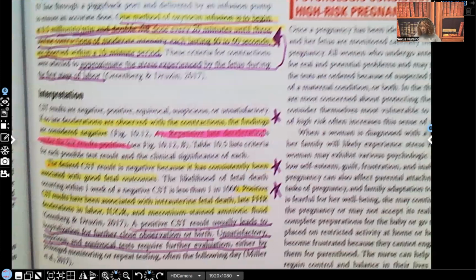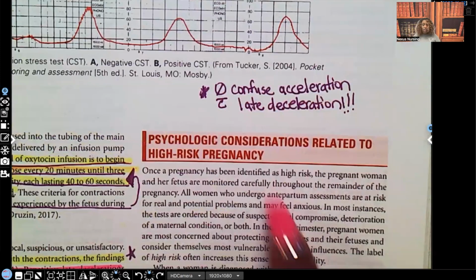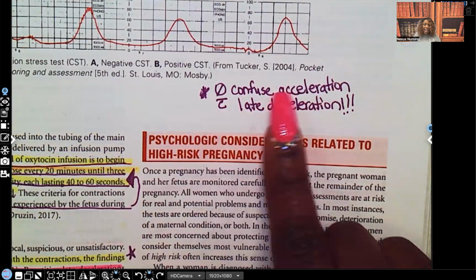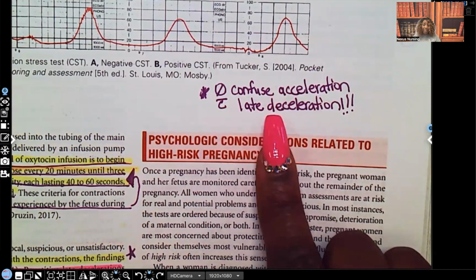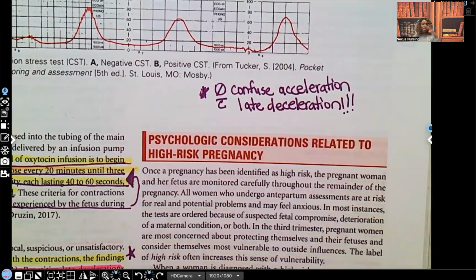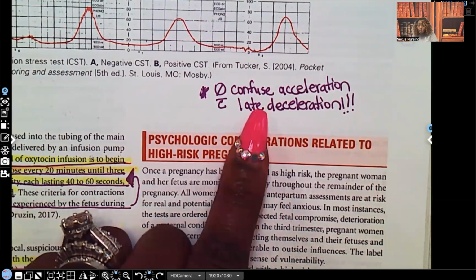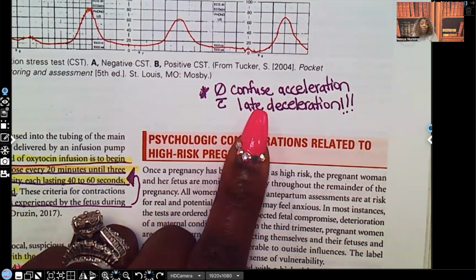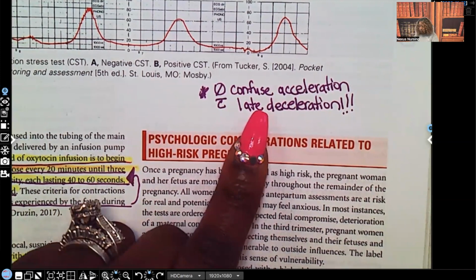And up here, you'll see this note. Do not confuse acceleration with late deceleration. As students, you guys just mix it together. It's not the same thing. Accelerations are good. We want to see the heart rate go up with any type of stress. Late decelerations are bad. We do not want to see that at all.